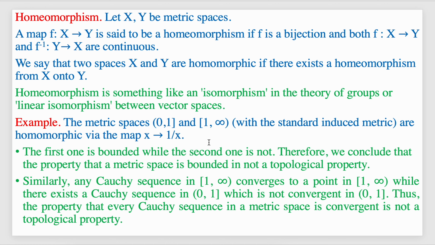Similarly, any Cauchy sequence in this set converges to a point in this set, while there exists a Cauchy sequence in this interval 0 to 1 which is not convergent in 0 to 1. It means the property that every Cauchy sequence in a metric space is convergent is not a topological property.